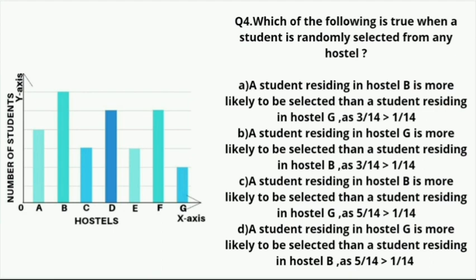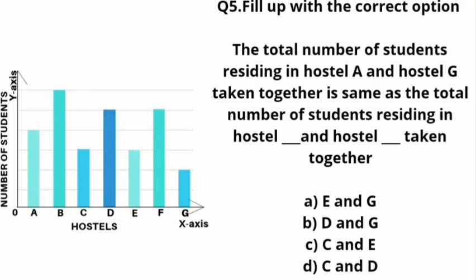A student residing in hostel B is more likely to be selected than a student residing in hostel G, as 5 by 14 is greater than 1 by 14. And the last one is, a student residing in hostel G is more likely to be selected than a student residing in hostel B, as 5 by 14 is greater than 1 by 14.